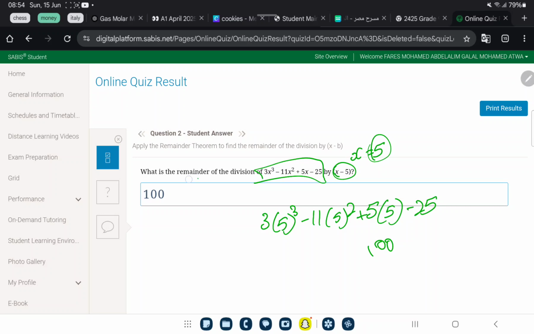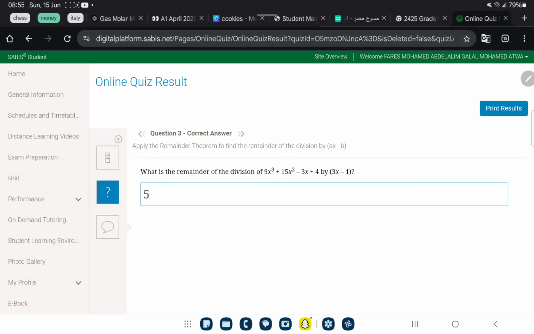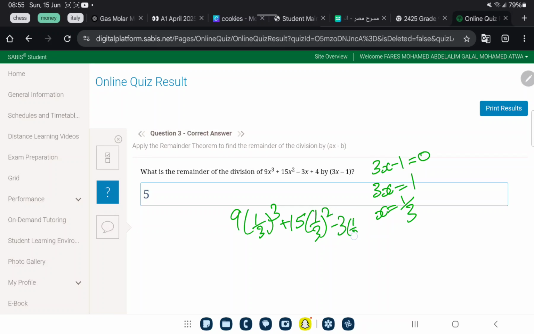So whenever they ask what is the remainder of the equation when divided by something, you get the root, so x equals whatever, and you put it into the equation. Same thing here, but here it is 3x minus 1 equals 0, so 3x equals 1 and x equals 1 over 3. Put it into the equation, 9 times 1 over 3 cubed plus 15 times 1 over 3 squared minus 3 times 1 over 3 plus 4. When you put it into your calculator, you get 5.